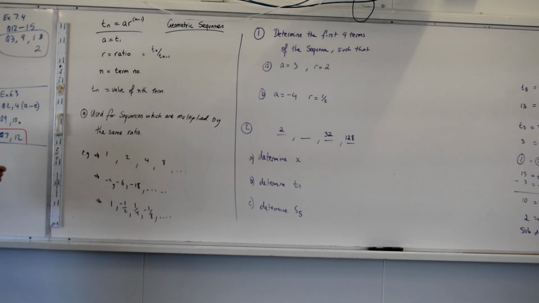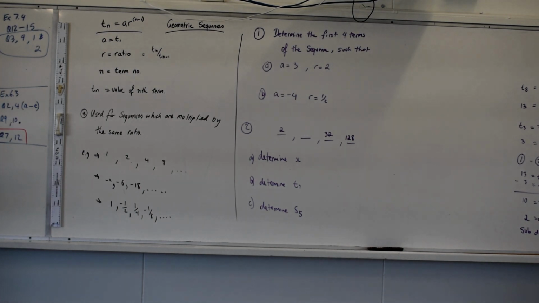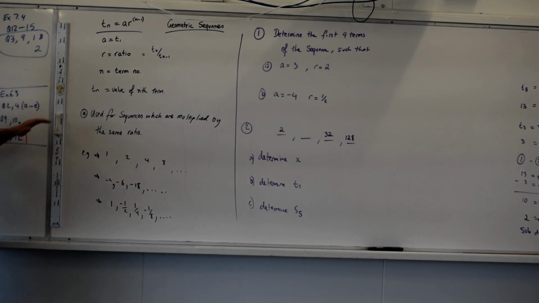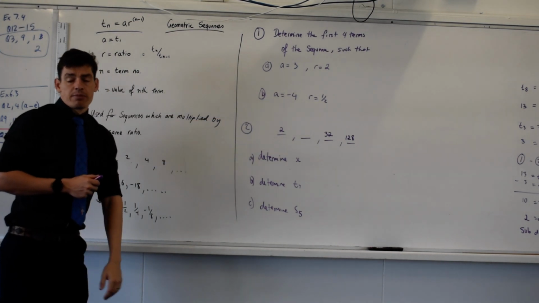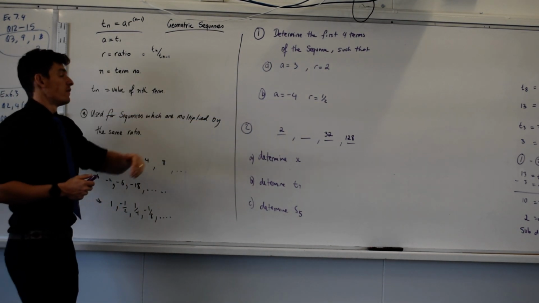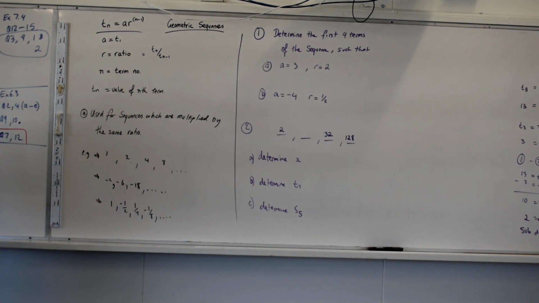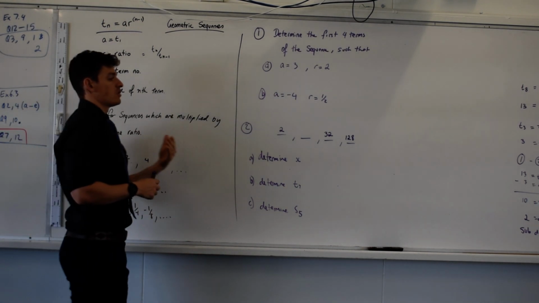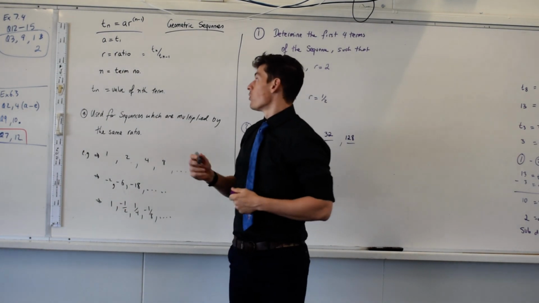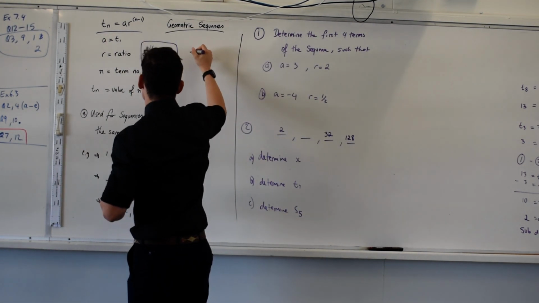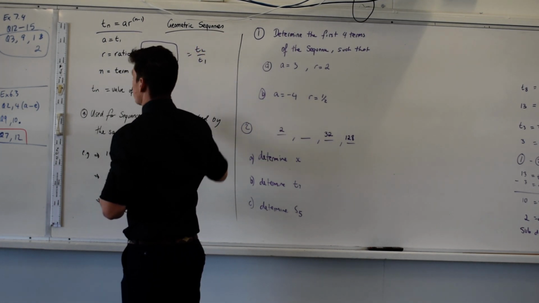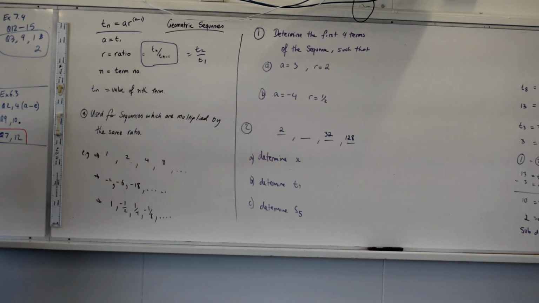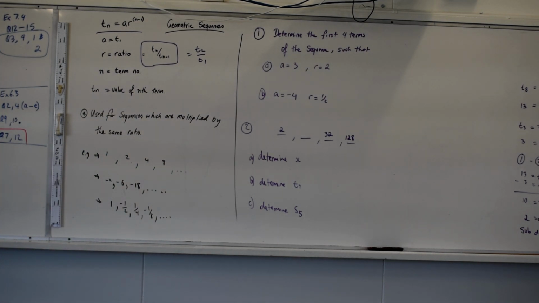Where A is our first term, you'd be familiar with that from arithmetic sequences. N is our term number, and Tn is the value of the nth term, as per arithmetic sequences. The only thing that changes is instead of a difference, we now have a ratio. So with a difference, we're looking for T2 minus T1. For a ratio, we want the previous term, so an example would be T2 over T1. So the term divided by the previous term tells us the ratio. Happy with that? Fairly common sense sort of stuff.